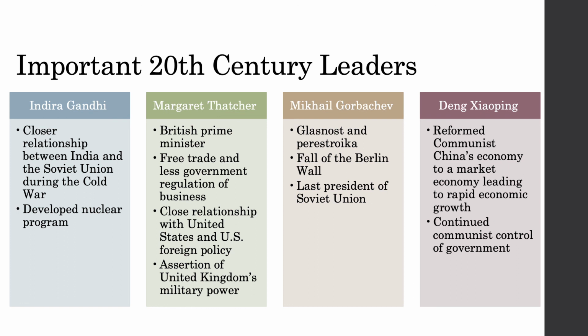The last person I'll talk about is Deng Xiaoping. He was a leader of communist China, one of the leaders after Mao Zedong. And you see one of the things that happens, as I mentioned, is that communism as an economic system is not really viable in the long term.